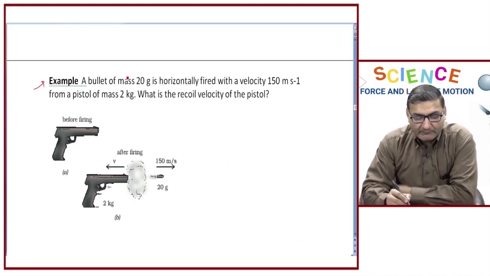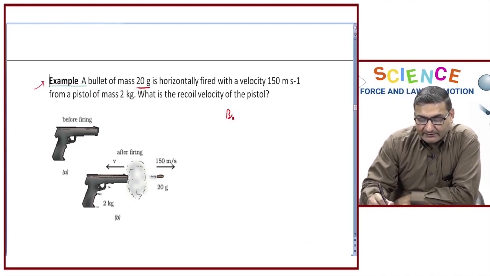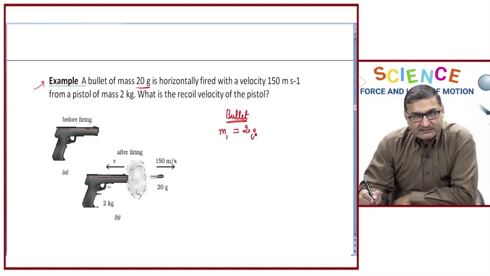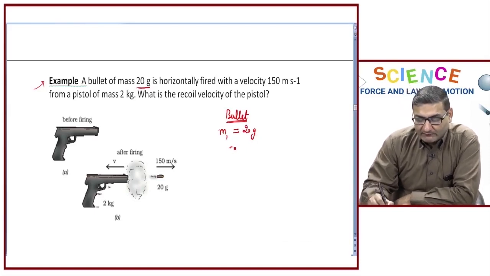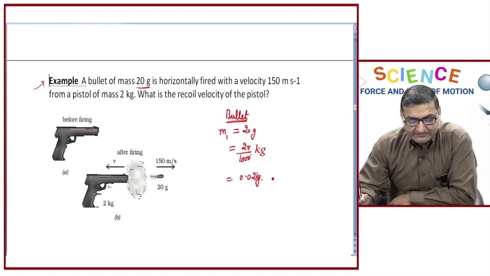A bullet of mass 20 grams. We are given a bullet in the question. Let the mass of the bullet be m1, which is given to us to be 20 grams. Since the mass is always expressed in kilograms, we'll convert it to kilograms by dividing by 1000. This comes out to be 0.02 kilograms, because we have converted it to kilograms.